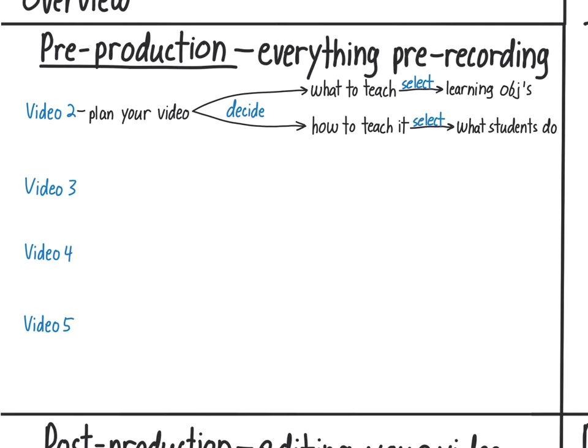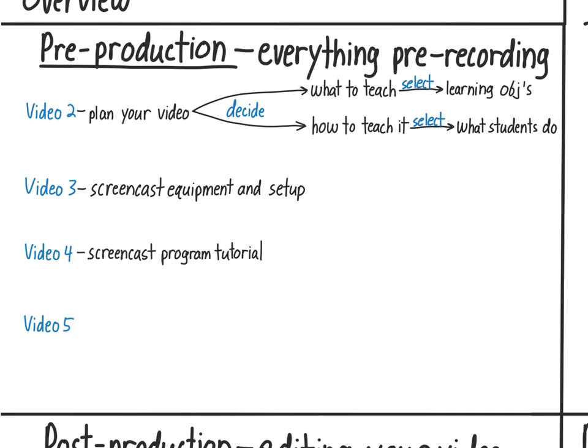In video 3, I'll go through the equipment that I use to record a basic screencast. Basically, just an iPad, a stylus, and a microphone. In video 4, I'll give you a detailed tutorial on how to use a screencasting program. I use Explain Everything, so that's what I'll show you. But if you want to use another program, you certainly can, but how you complete production will be a bit different from what I show you.